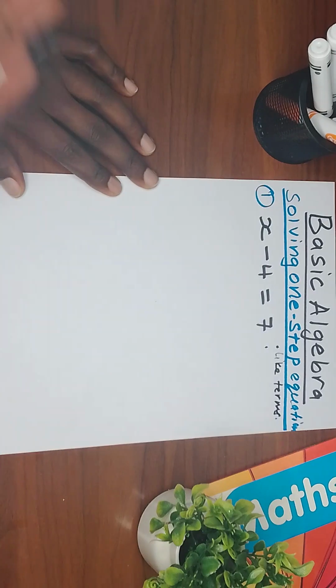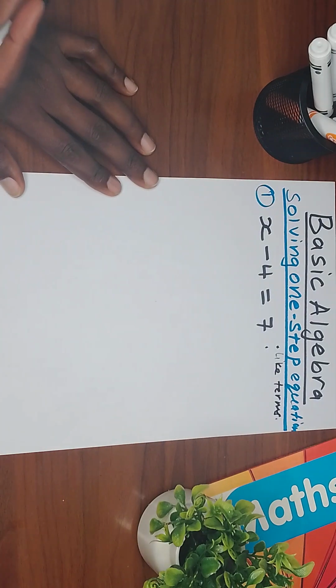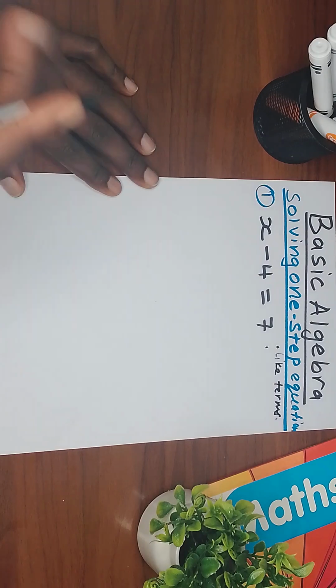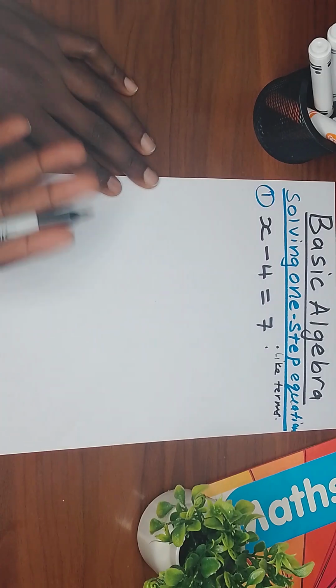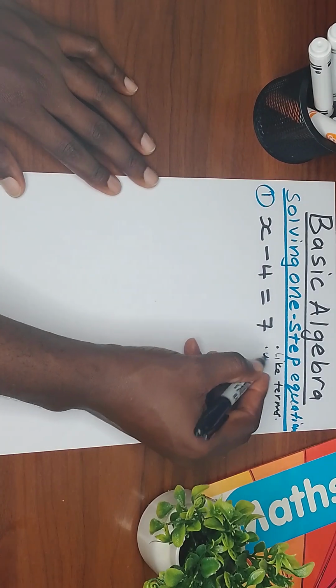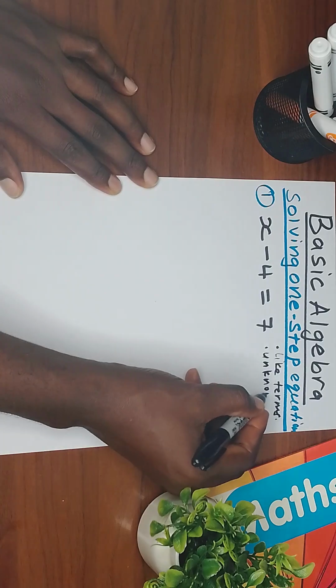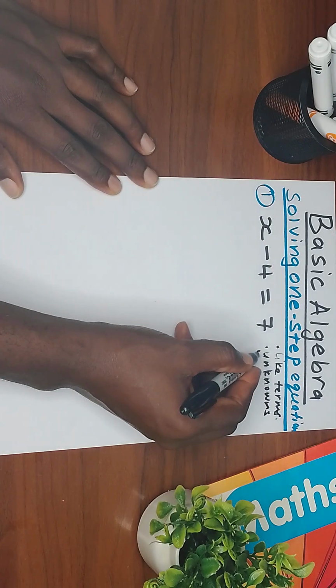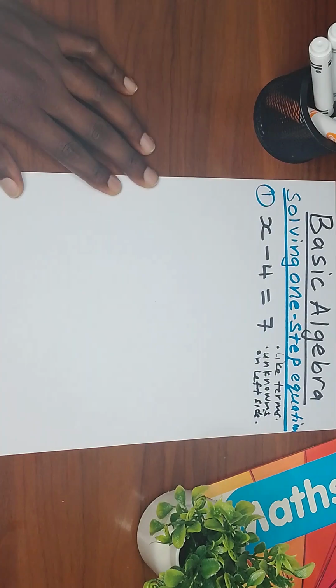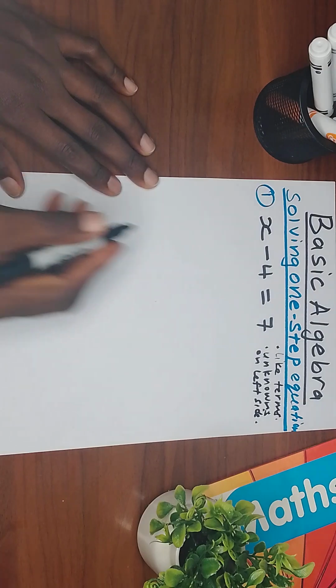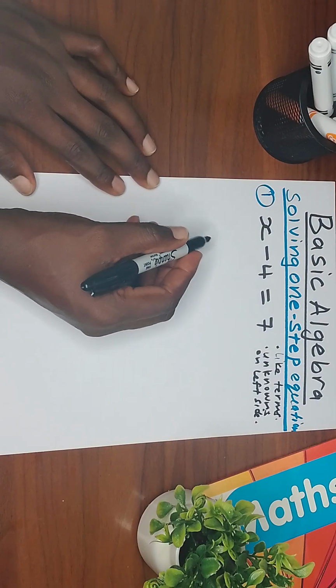Then, something that is going to help us to always solve algebraic equations is writing the unknowns on the left side and the knowns on the right hand side. All the unknowns, if we write them on the left side, it will help us. So let's start with this example.